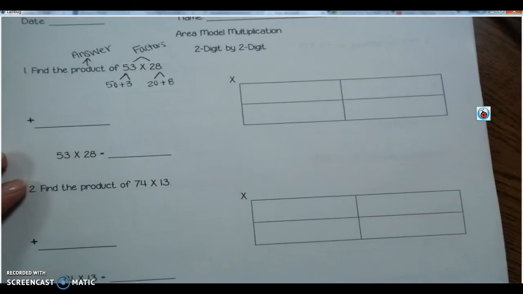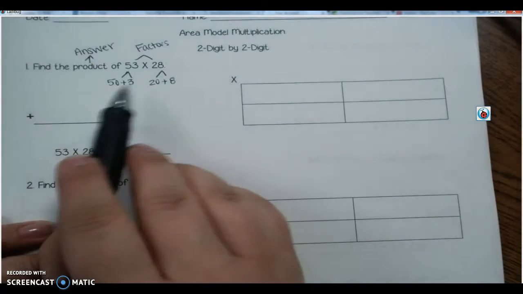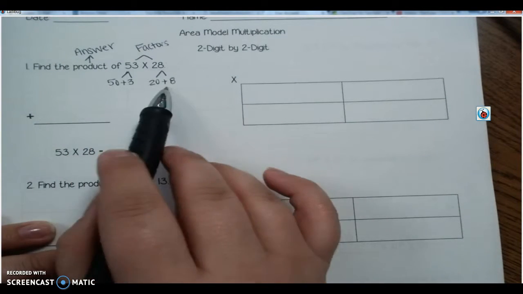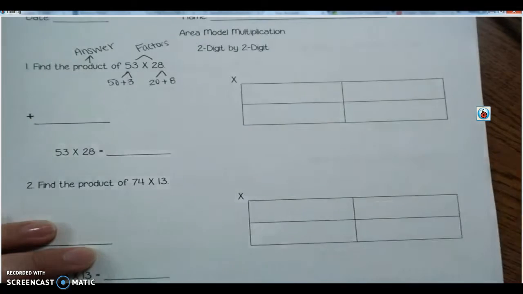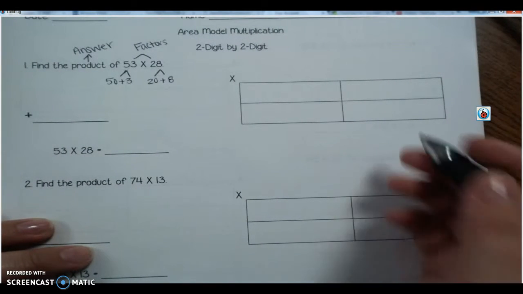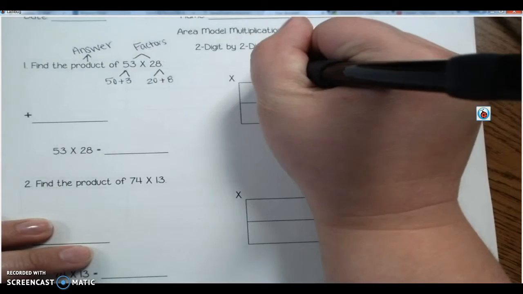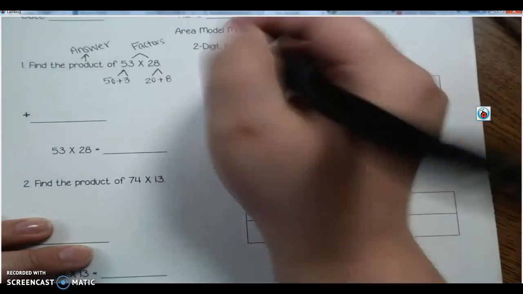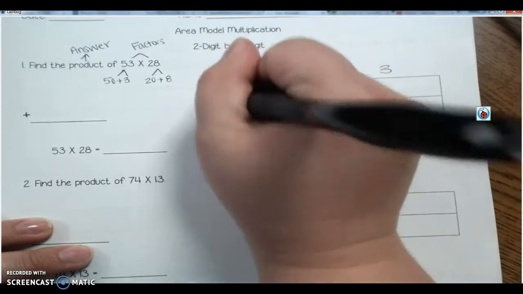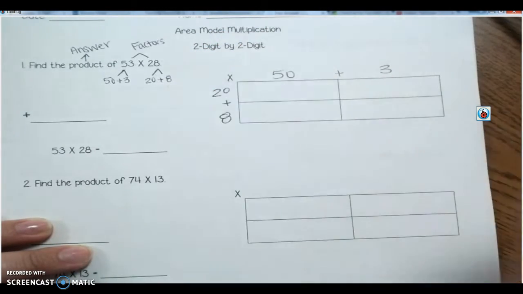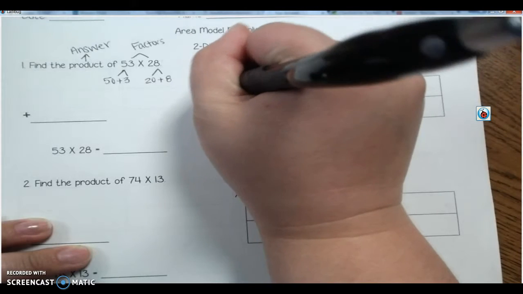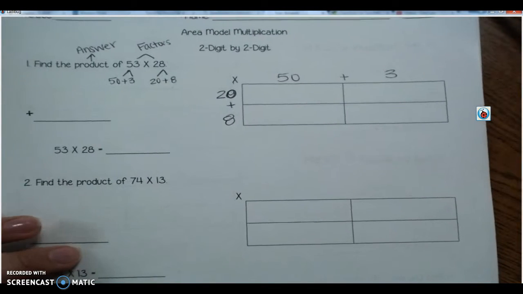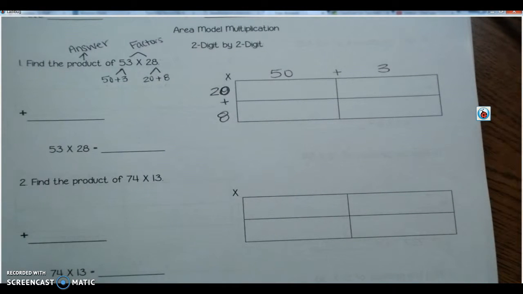Okay. Now what I'm going to do is use the decomposed numbers to go around my box. Now my box is already drawn here. So I'm just going to fill in 50 plus 3 times 20 plus 8. My 20 looks a little weird. There we go. Alright, so step number 1.